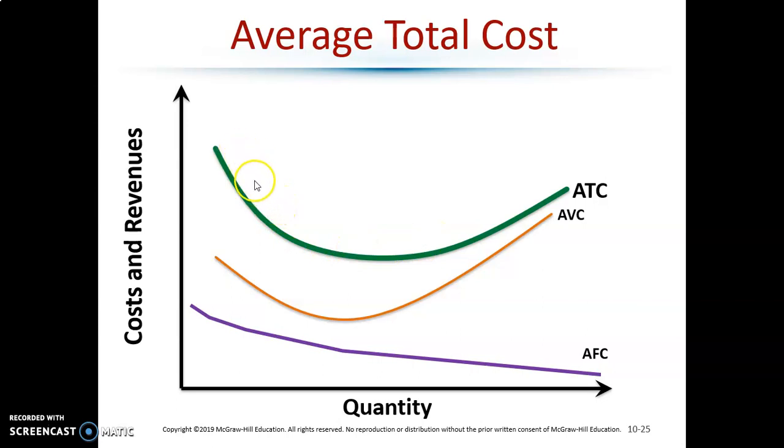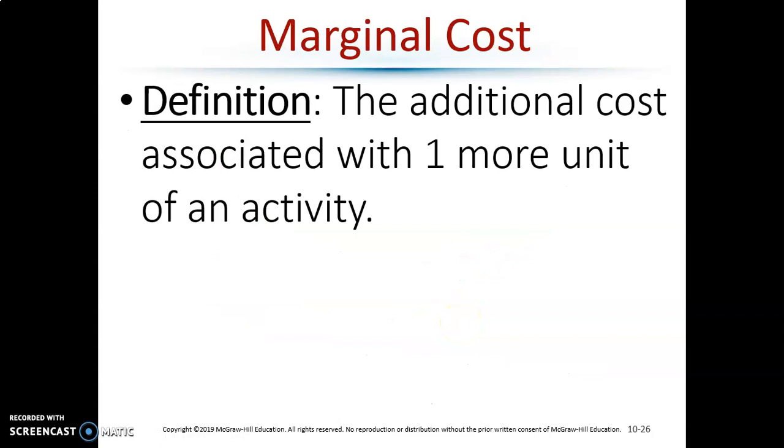The one on top is going to be the average total cost curve. The one beneath it that does the same thing, it declines for a bit and then it goes back up and has a nice smooth U look to it, but it's underneath the average total cost curve at all times. That's the average variable cost curve. And the one that just keeps going down and down and down forever is the average fixed cost curve. You're going to need to know those, and you're going to need to know about marginal costs.